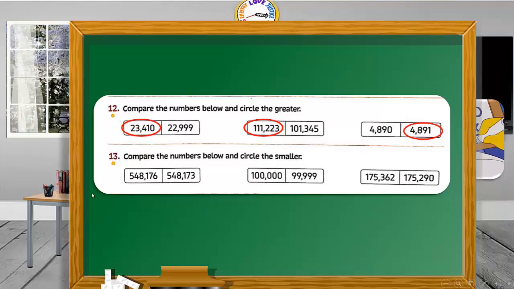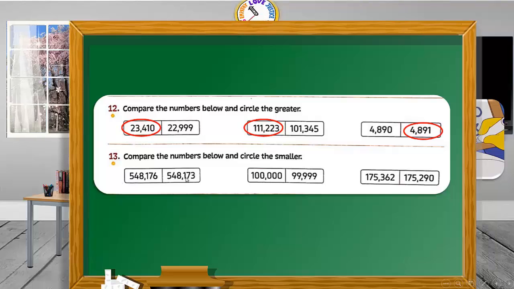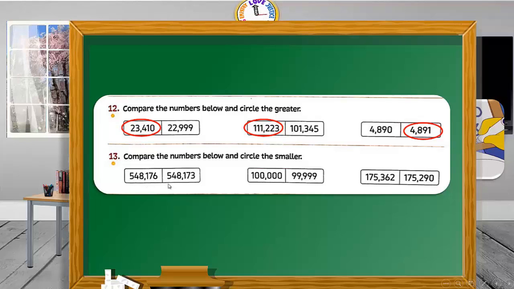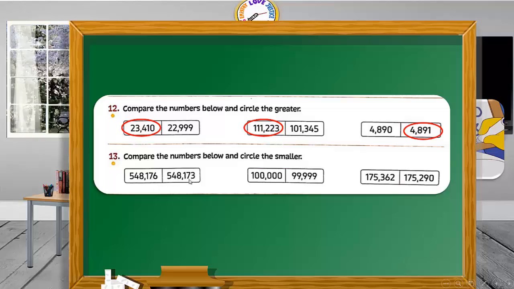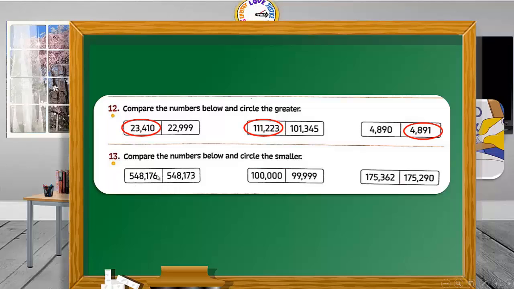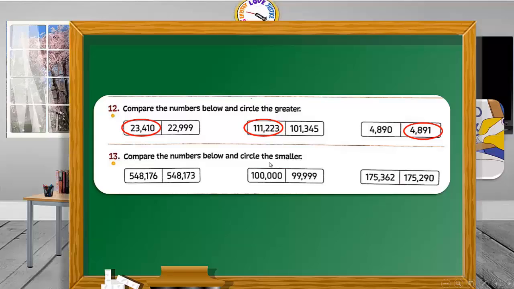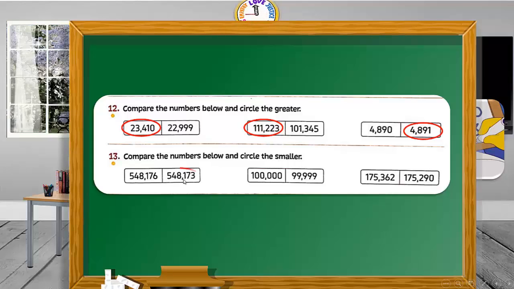As we said in the first one, count the number of digits. If they are equal, look at the highest place. The highest place here we have 5, 5, 4, 4. Next place 8, 8, 1, 1, 7, 7. They are equal on all digits. Now look at one's place. We have here 6 and we have here 3. So the first numeral is bigger than the second, but he tells you make a circle over the smaller one or the smallest one.